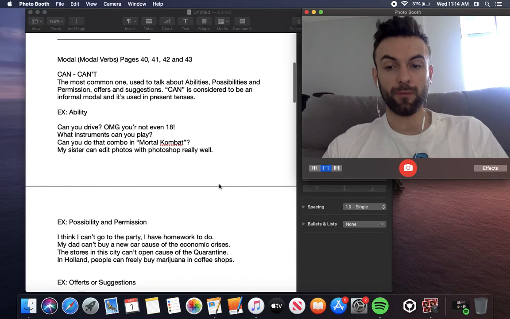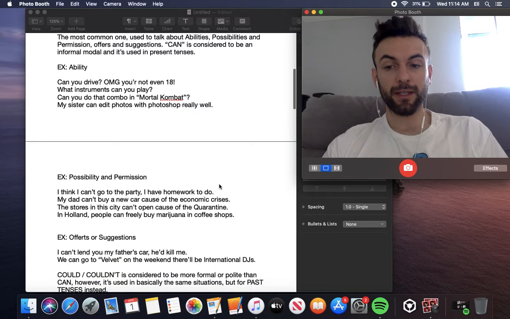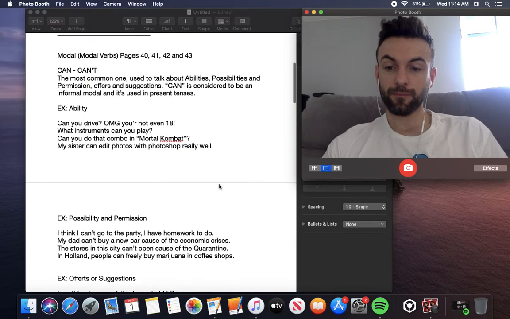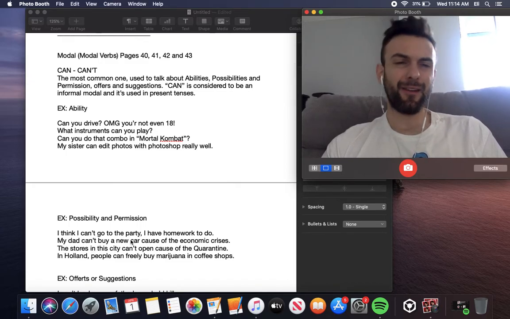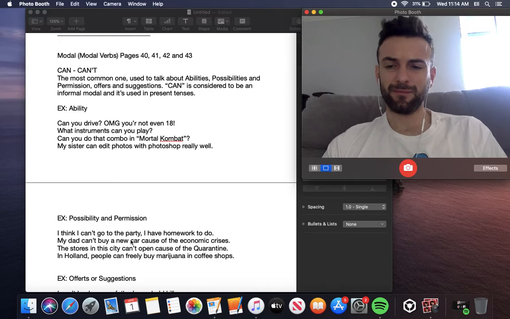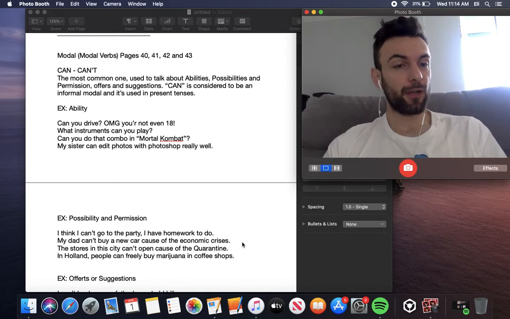Down below, examples of possibility and permission. I think I can go to the party. I have homework to do. My dad can buy a new car because of the economic crisis. The stores in this city can't open because of the quarantine. In Holland, people can freely buy marijuana in coffee shops.